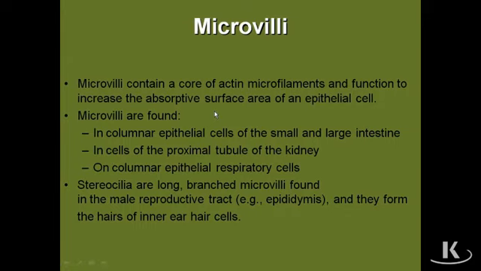A specialization of microvilli are known as stereocilia. These are tall, usually branched microvilli that are found in a very restricted location, typically only in the epithelium of parts of the male reproductive system, specifically the epididymis. So this is where they are branched. Unbranched stereocilia are characteristic of the inner ear hair cells in the vestibular and cochlear labyrinth. So stereocilia basically are simply tall microvilli.